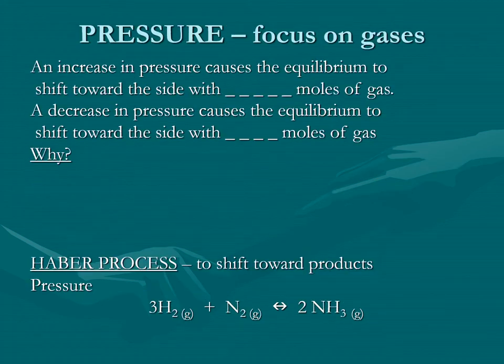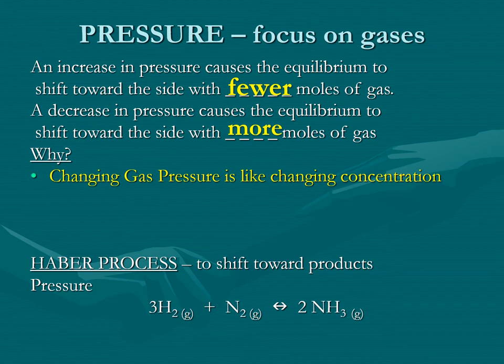The third stress is the pressure. We're going to focus on gases. In this case, we're going to look at the number of moles. An increase in pressure causes the equilibrium to shift towards the side with fewer moles, because fewer moles means fewer collisions. If I increase the pressure, I want fewer collisions to equalize that pressure again. A decrease in pressure, we want to have more moles. It's going to shift towards the side with more moles, because more moles would mean higher pressure. So if I decrease the pressure, it wants to bring that pressure back up.